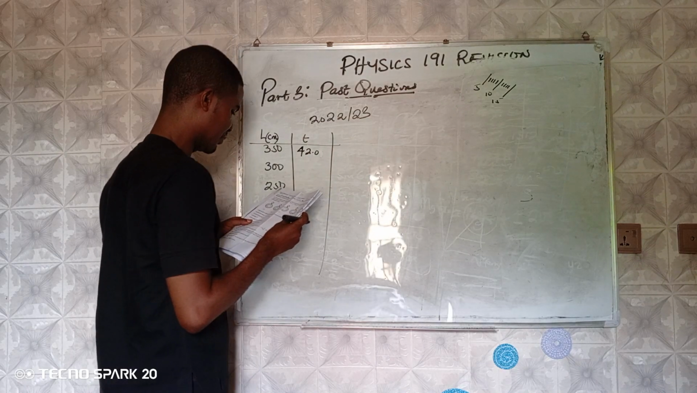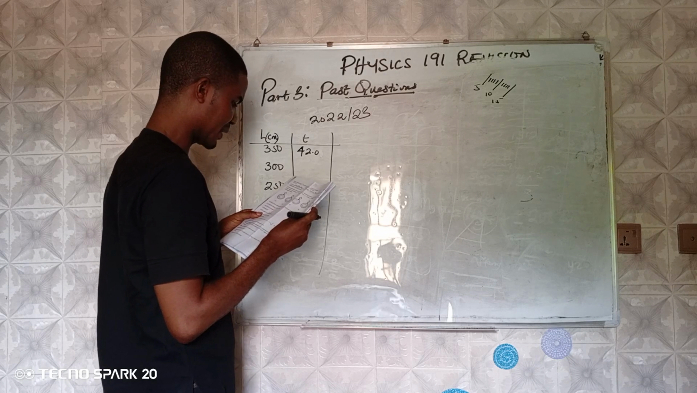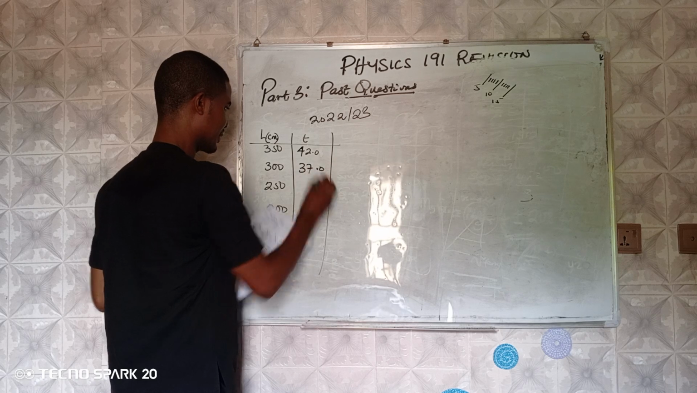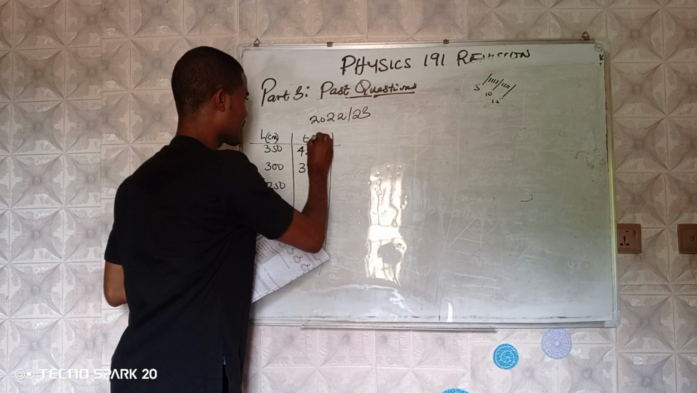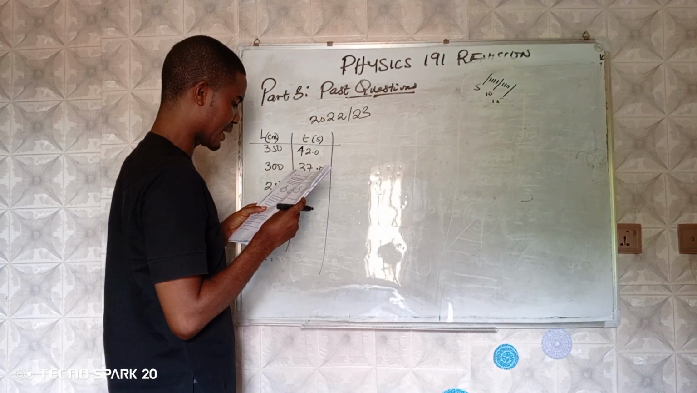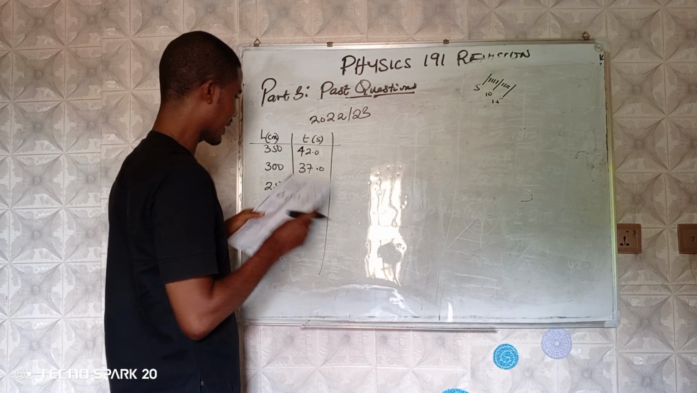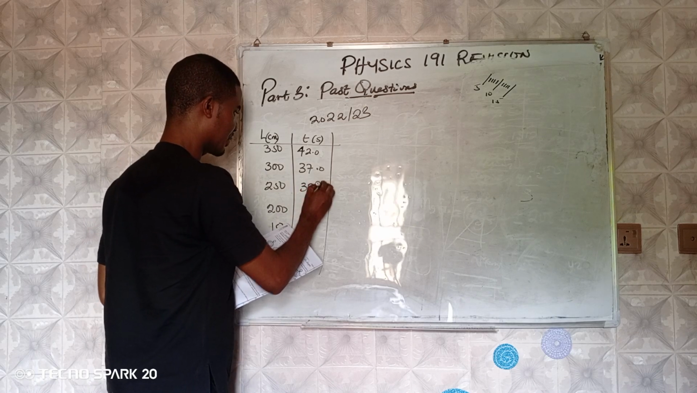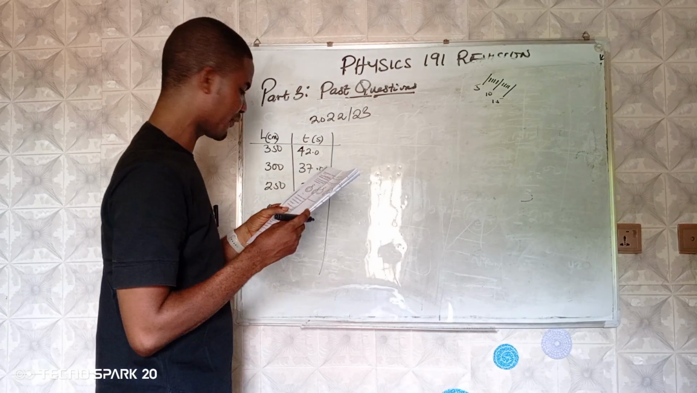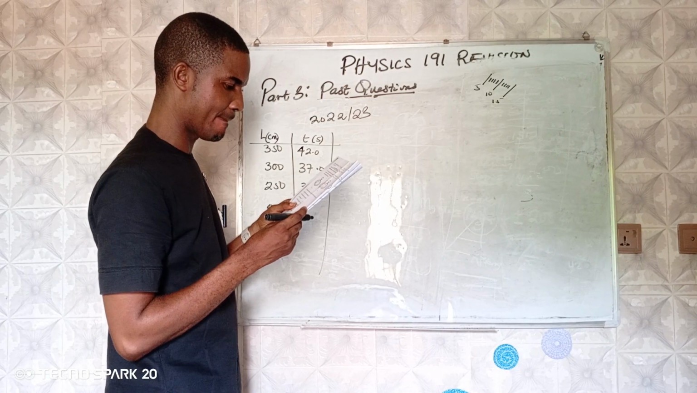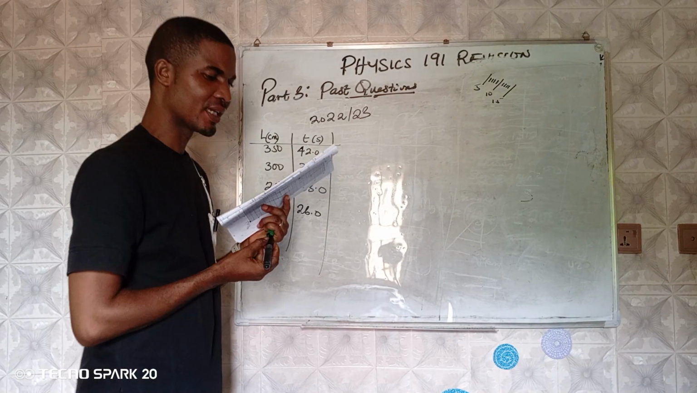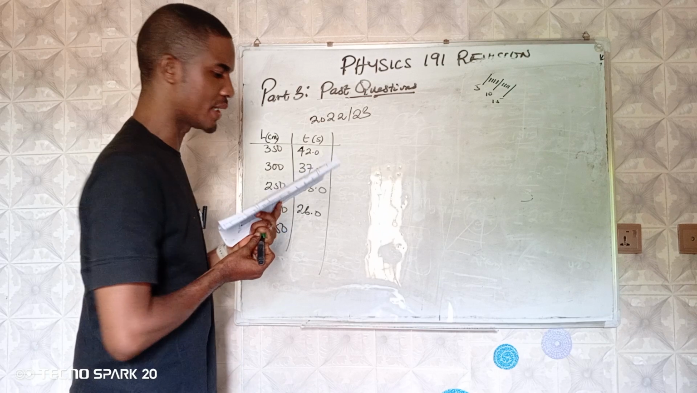T2 will give me 35, 36, 37, 37.0. This T is measured in seconds, please. T3 is 30, 31, 32, 33, 33.0. While T4 will be 25, 26. T5 will be 20.